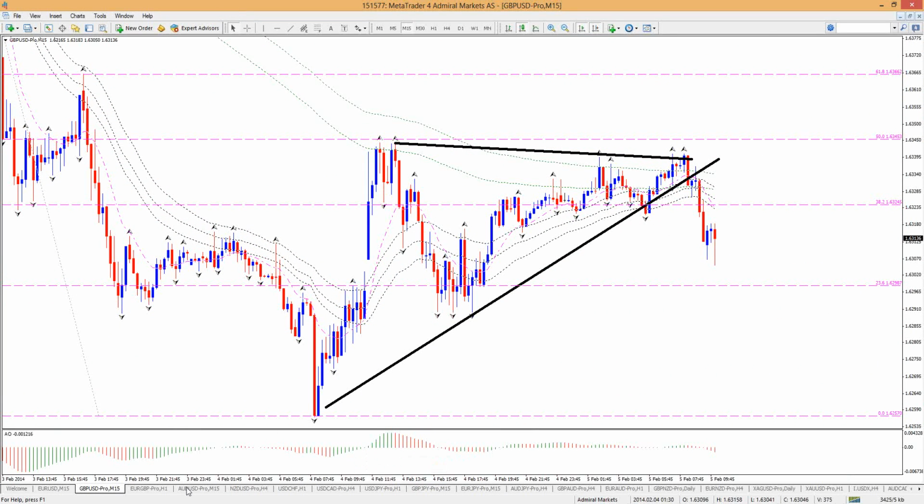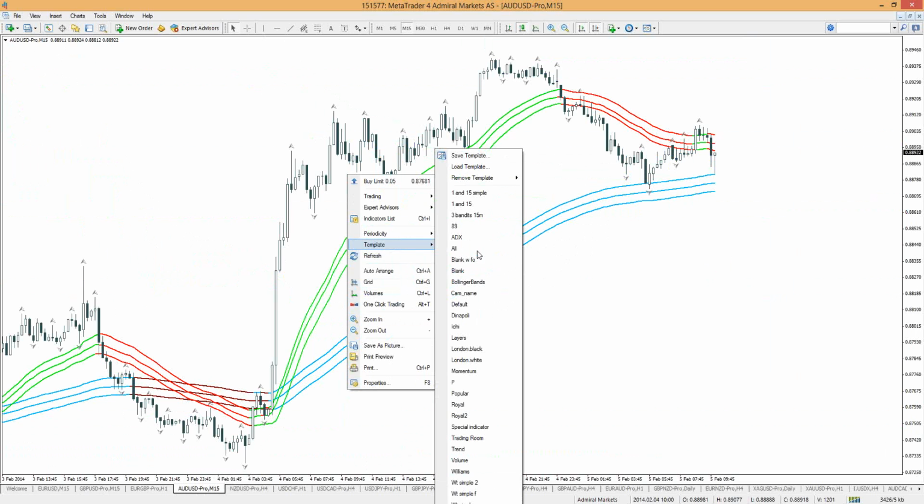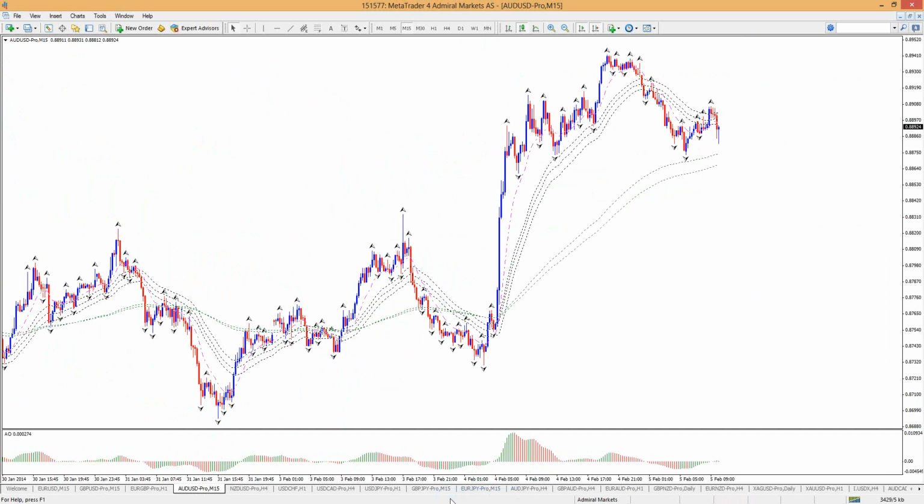So that would be an option. How about this Aussie? Aussie USD. Any good trend lines here? Well, we talked about the fact that this impulse was so strong that if you get anything of a corrective downside, we could see one more breakup. Remember? That's exactly what happened.